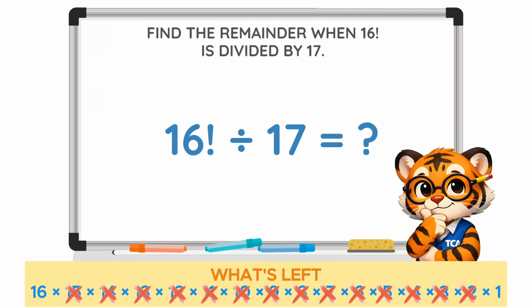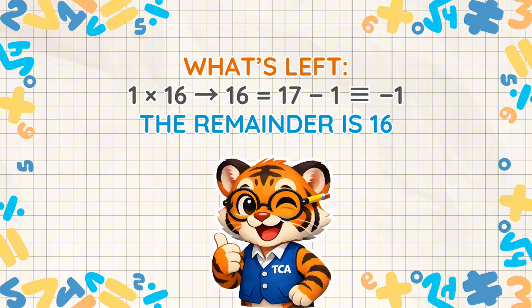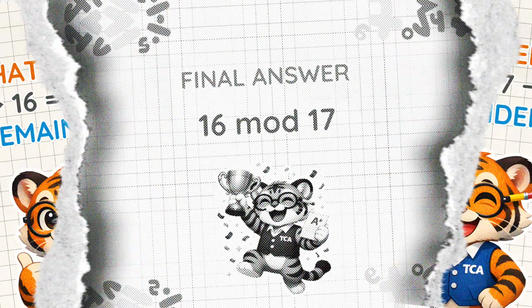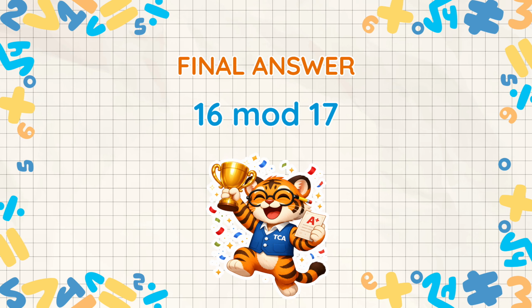Let's pause for a second here. 16 factorial divided by 17. What's the remainder? Drop your answer in the comments before we show you. What's left is 1 and 16 is 1 less than 17. So dividing by 17, 16 is the remainder. So the final answer is 16 mod 17.